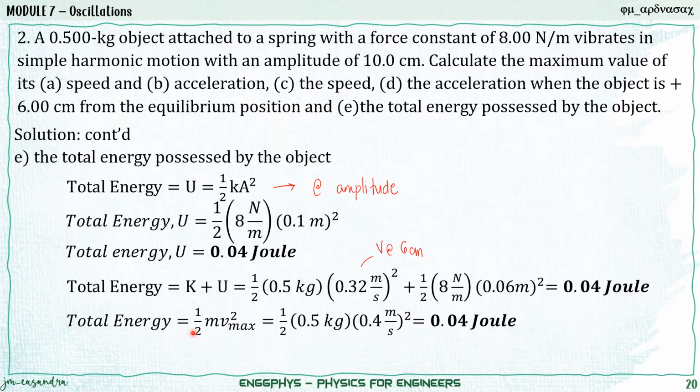And then we have our total energy when we are at the equilibrium position. So that's 1/2 times 0.5 times 0.4 meters per second squared, which will also give us 0.04 joules. So as you can see, at any point in our vibration, the total energy is constant. Okay? So that's for number 2.